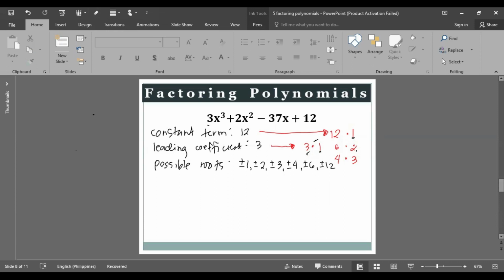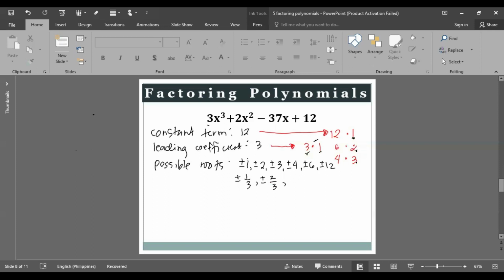1 divided by 1 is 1. Pero included na yung positive and negative 1 sa first set of possible roots natin. So, there's no need for you to write it down again. So, 1 divided by 3 is 1/3. So, another possible roots, we have positive and negative 1/3. Okay, nasa 1. Next, we have 2. 2 divided by 1 is 2. Included na yung 2. So, skip na yan. Next, 2 divided by 3 is 2/3. So, lagdagan natin to ng positive and negative 2/3.